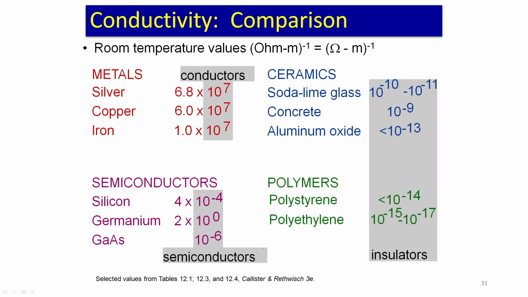What about ceramics? Just now we talked about soda lime glass. Ceramics have a conductivity of 10 to the power -10 to -11. Concrete is 10 to the -9. Aluminum oxide 10 to the -13. What about polymers? Polystyrene, which we use as a material for our shirts, 10 to the -14. Polyethylene, which is used as a pack or pouch in everyday life, 10 to the -15 to -17. They are all insulators. They do not conduct electricity. So, you know now the values, and you know how to differentiate them. Well, let us stop here, the part 1 of the lecture, and we will talk more about this in the next part. Thank you.